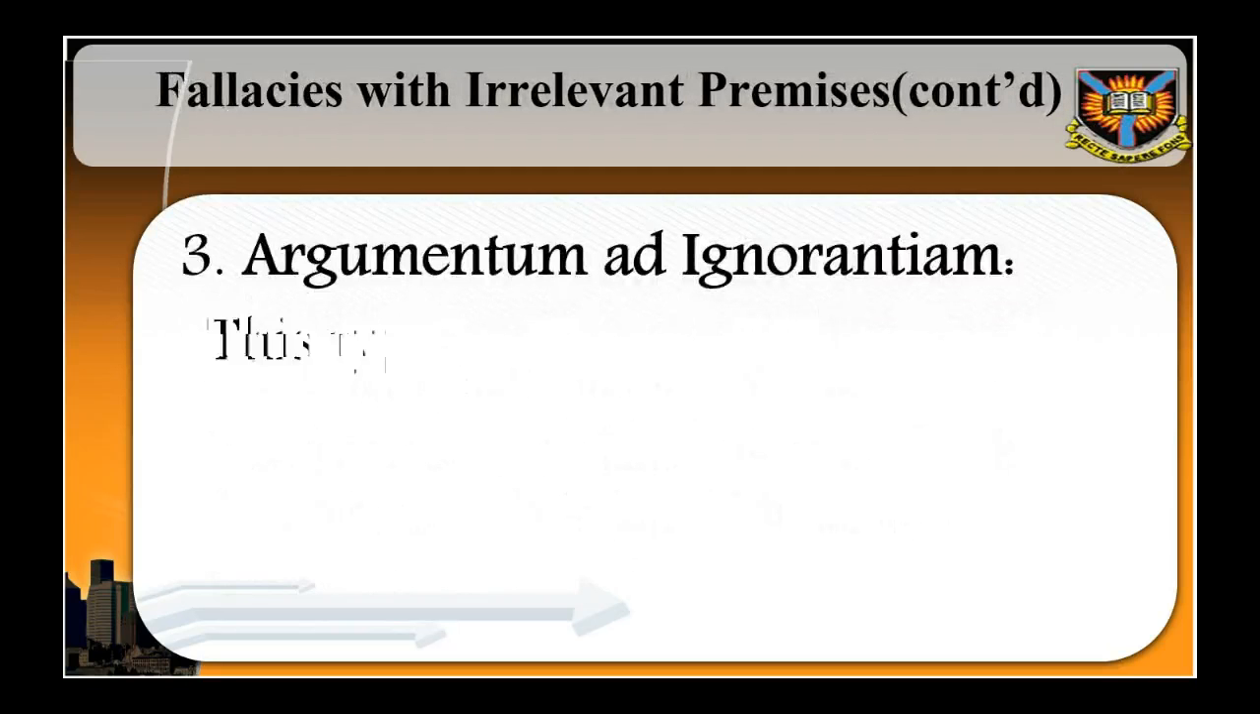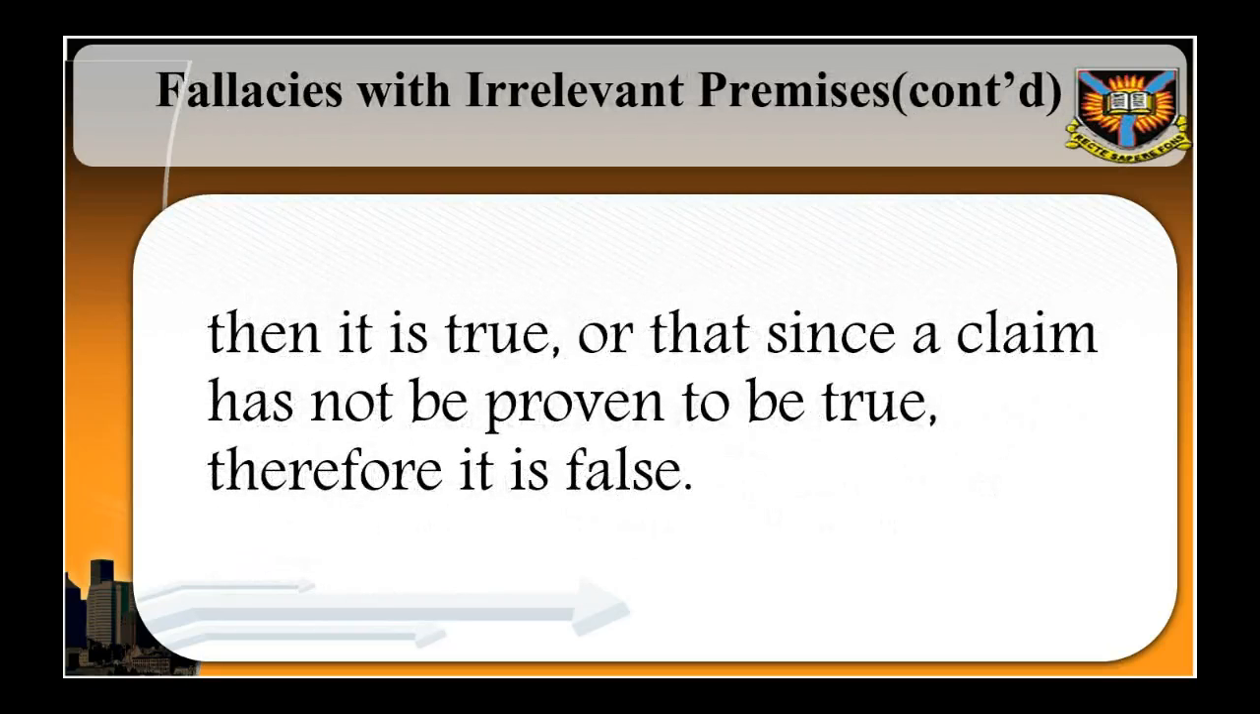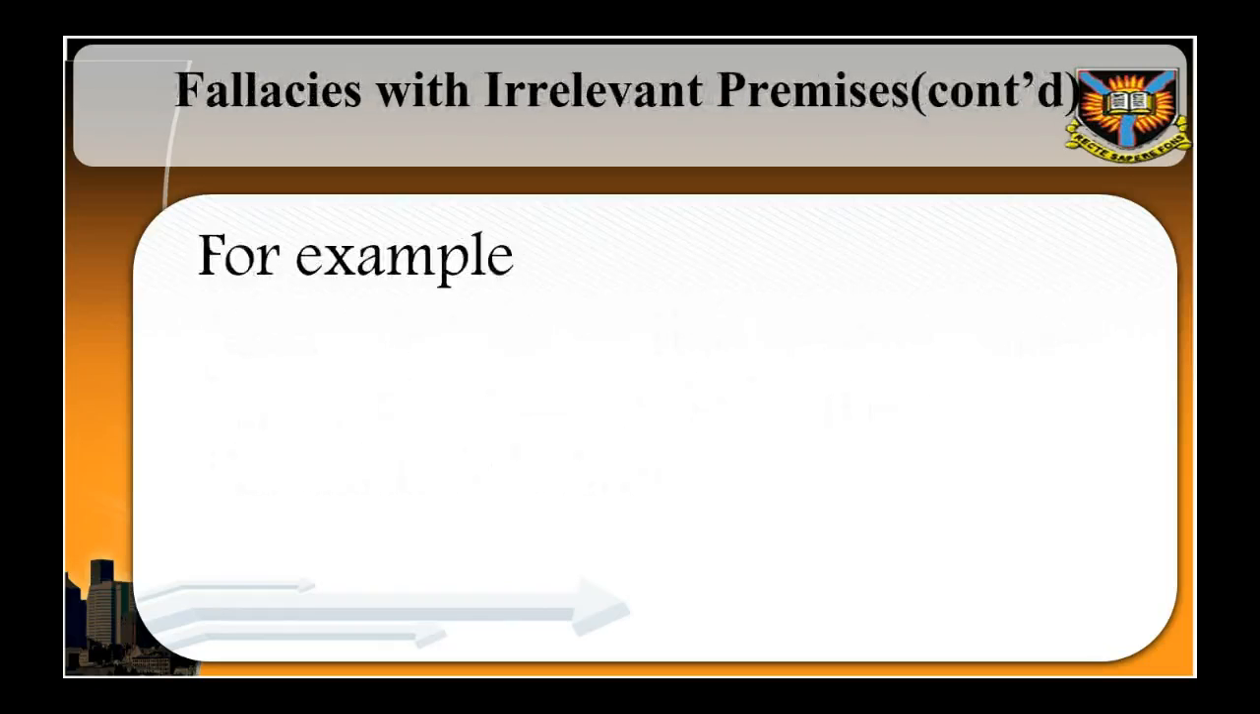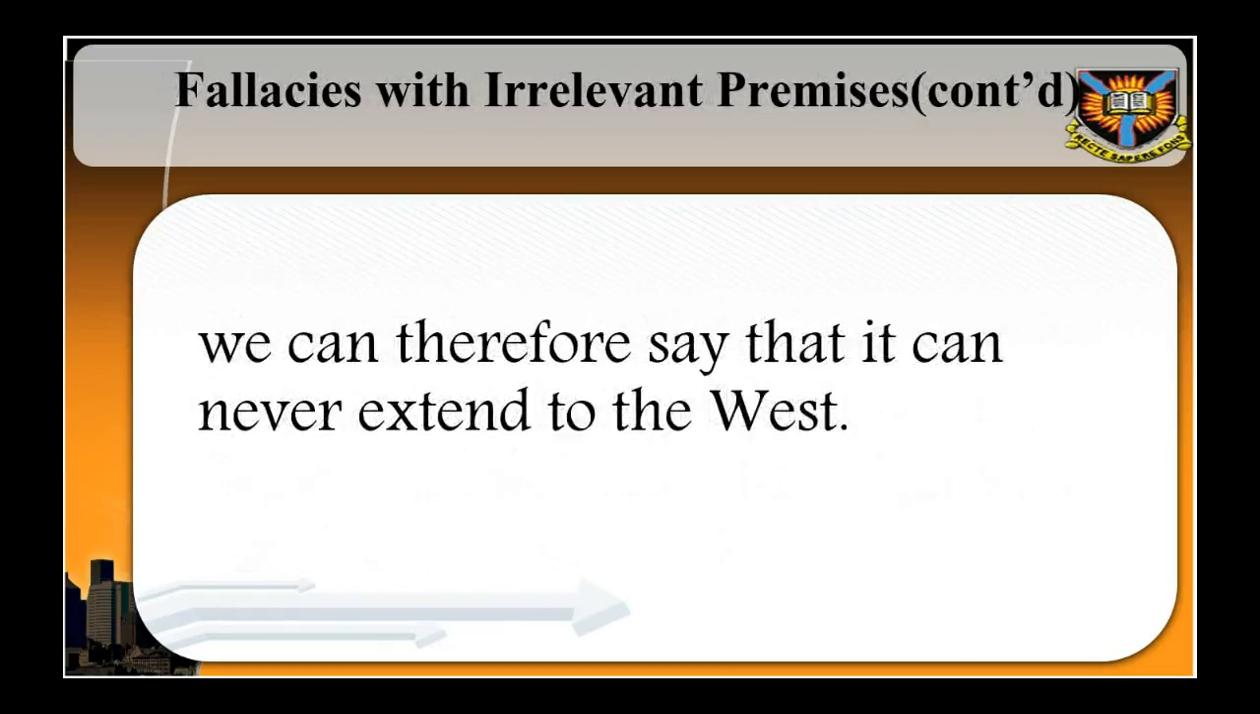Argumentum ad ignorantiam. This type of fallacy becomes evident when someone says that because a claim has not been shown to be false, then it is true, or that since a claim has not been proven to be true, therefore it is false. For example, the activities of the Islamic sect Boko Haram in northern Nigeria since it started years back has been restricted to the north. We can therefore say that it can never extend to the west.